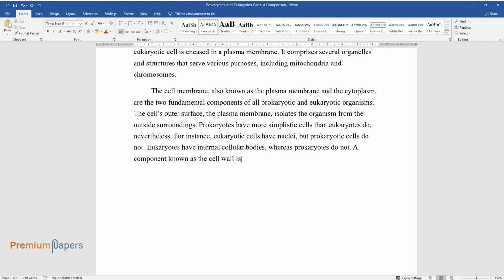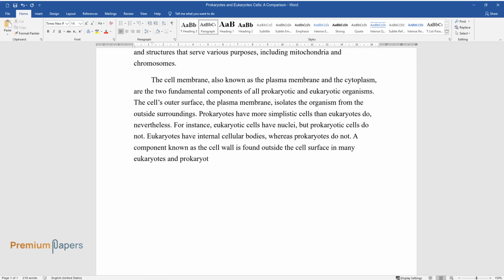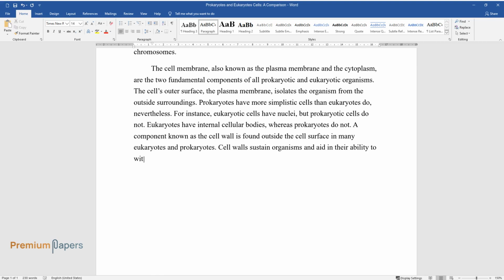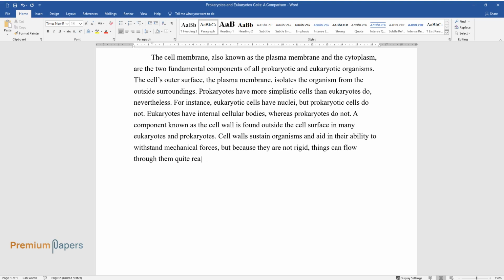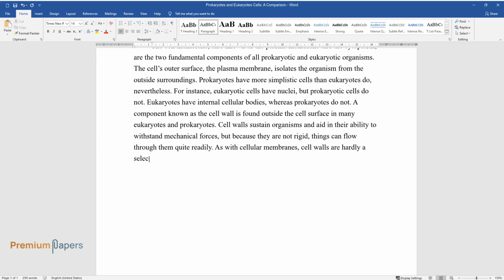A component known as the cell wall is found outside the cell surface in many eukaryotes and prokaryotes. Cell walls sustain organisms and aid in their ability to withstand mechanical forces, but because they are not rigid, things can flow through them quite readily. As with cellular membranes, cell walls are hardly a selective mechanism.